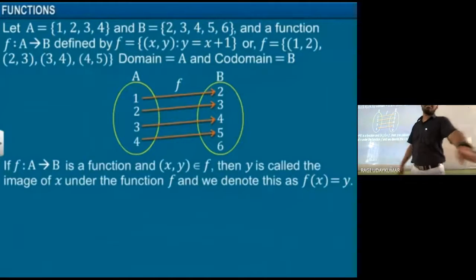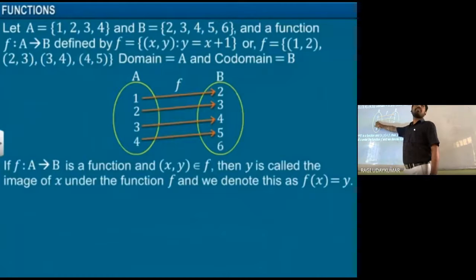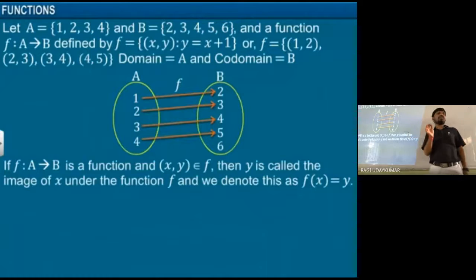3 is the image of 2. 2 का image क्या है? 3. 3 का pre-image क्या है? 2. This is the image of this one. Do remember, 5 is the image of 4, and 4 is the pre-image of 5. So these things you have to remember here.